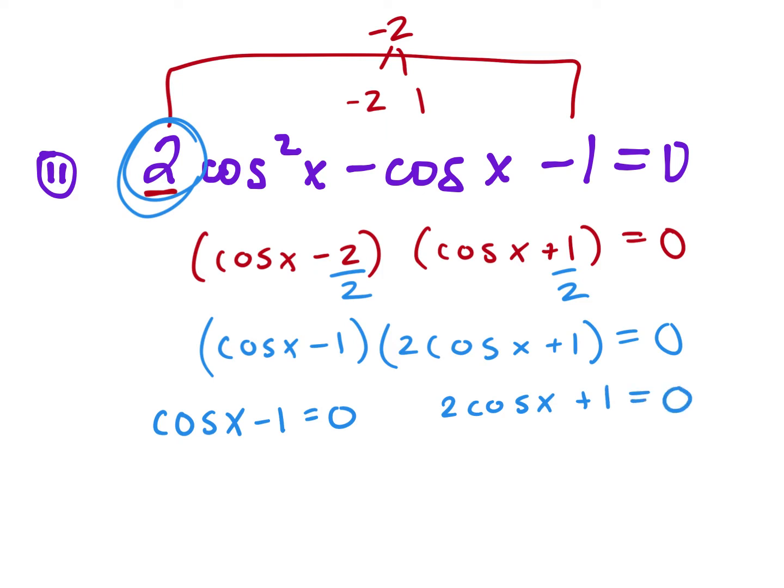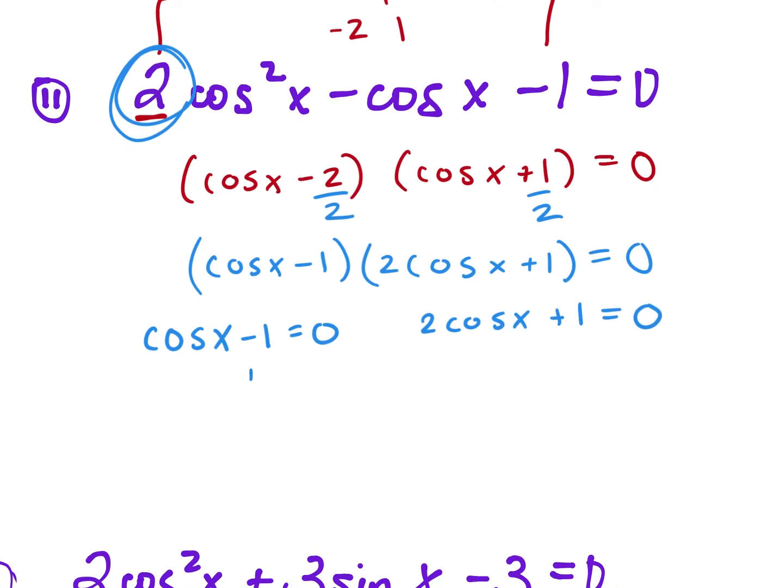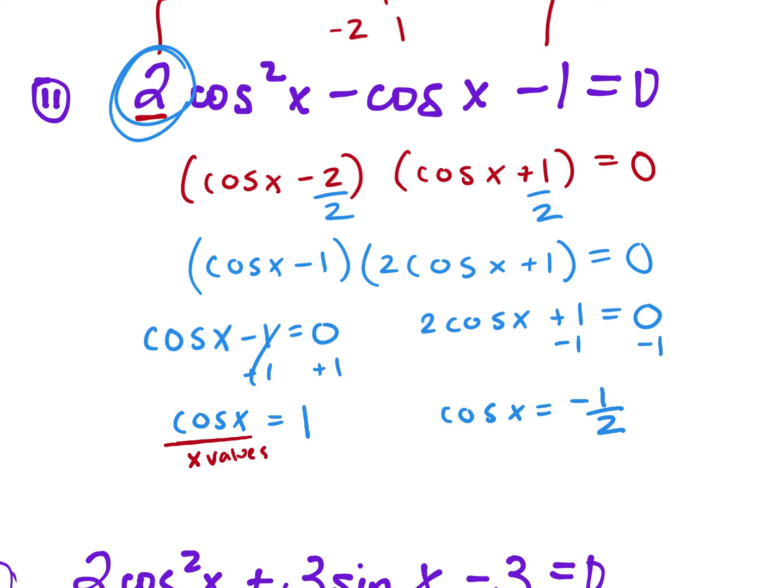In the first equation, what should I do? Add 1. So cosine of x is equal to 1. The second one, I subtract 1 and divide by 2. So cosine of x is equal to negative 1/2. Cosine tells me I have to look at which values? X values. So where is my x value positive 1? At 0. So if x is equal to 0.